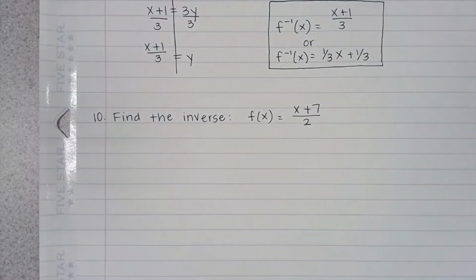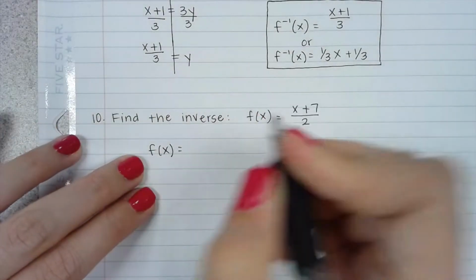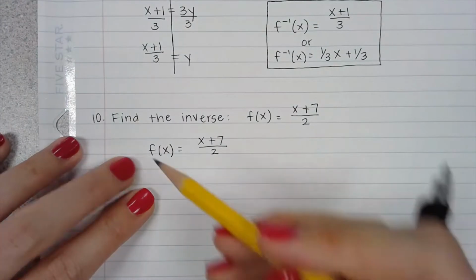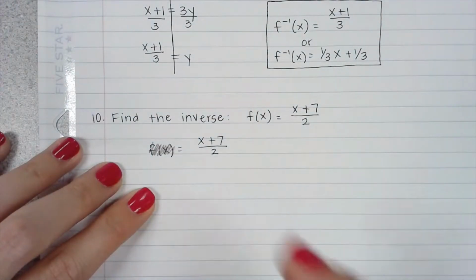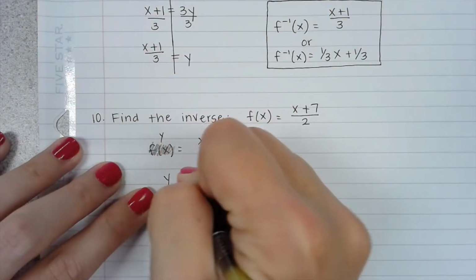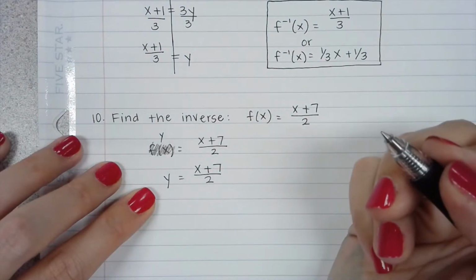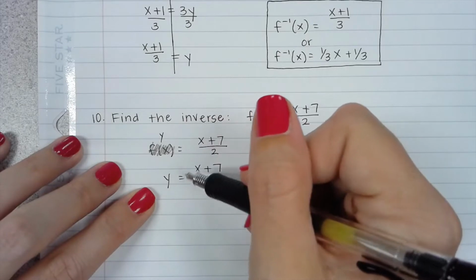So this one also says find the inverse. And so the first thing I do is I write down the function. So (x plus 7) over 2. This one also starts with f of x. So I'm going to remind myself that f of x is the same thing as y. So I'll rewrite it with a y. So y equals (x plus 7) divided by 2. And then to find the inverse, remember I haven't changed anything yet. I just rewrote it with the y right there.